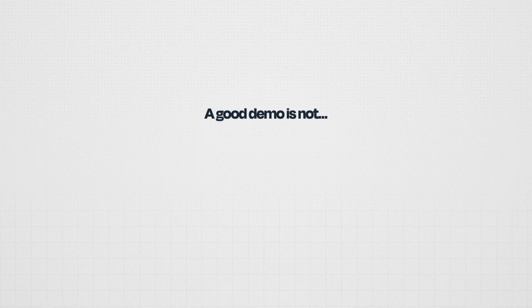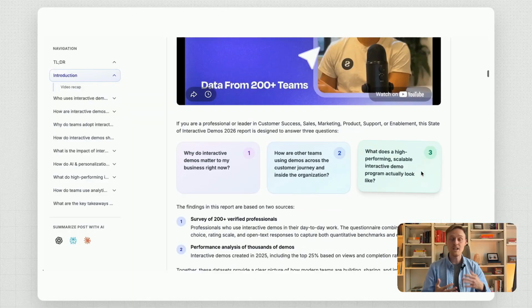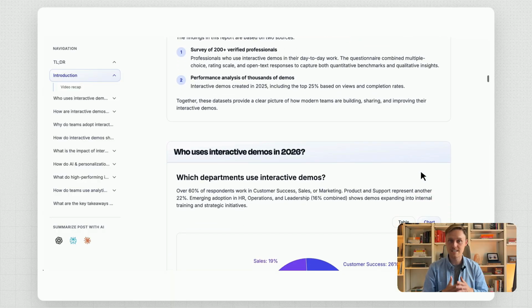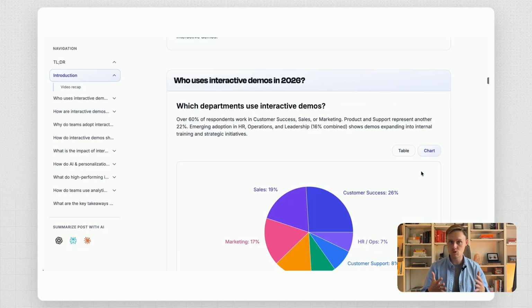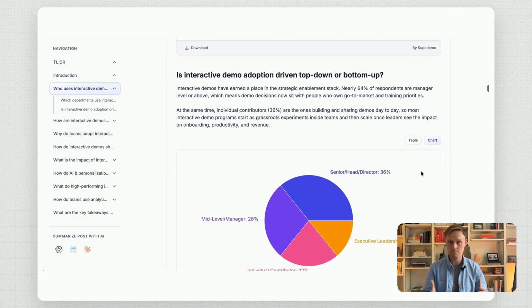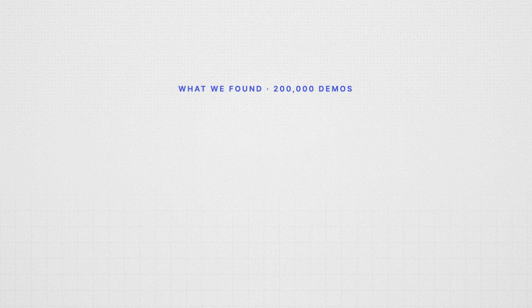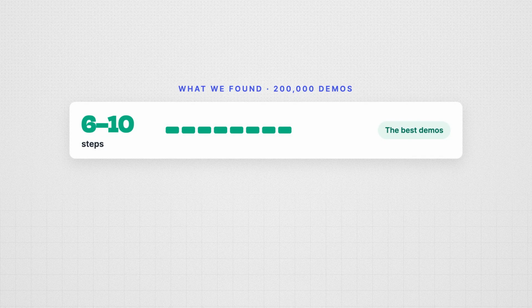Now, a good interactive demo is not 40 steps that takes someone 5 minutes to click through. We analyzed over 200,000 demos in our interactive demo report, looking at what the best demos do across all the users of our platform. And what we found is that the best demos are only between 6 and 10 steps.